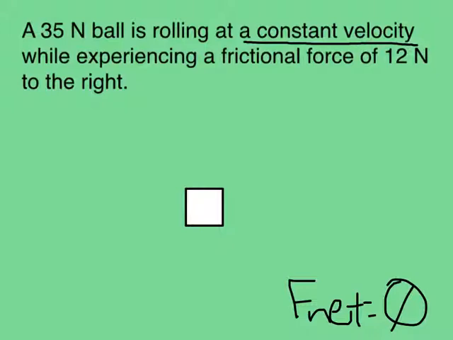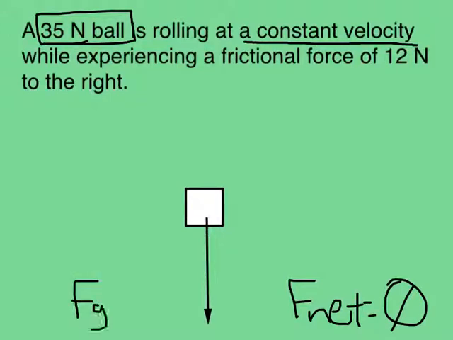So as we read, it says a 35 Newton ball is rolling. It tells us a couple of things. When the force, 35 newtons, is used as an adjective to describe the ball, that's usually trying to tell you its weight. So there is a force pulling down on this ball, that is the gravitational force, and it is equal to 35 newtons. Weight and gravitational force are the same thing.